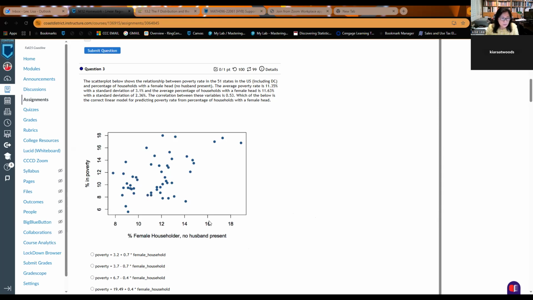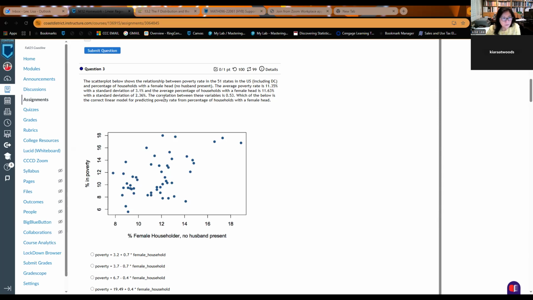And what story is this one? We have to read it. The scatter plot shows the relation between the poverty rate in the 51 states in the USA and the percentage of households with a female head. The average poverty rate is 11.35%, with a standard deviation of 3.1, and the average percent of households is 11.63. So they tend to give us more information.